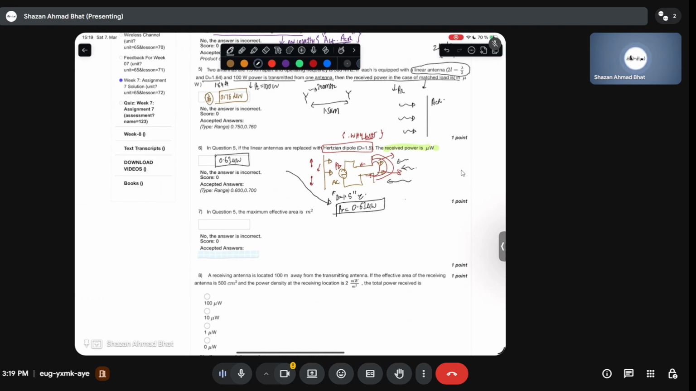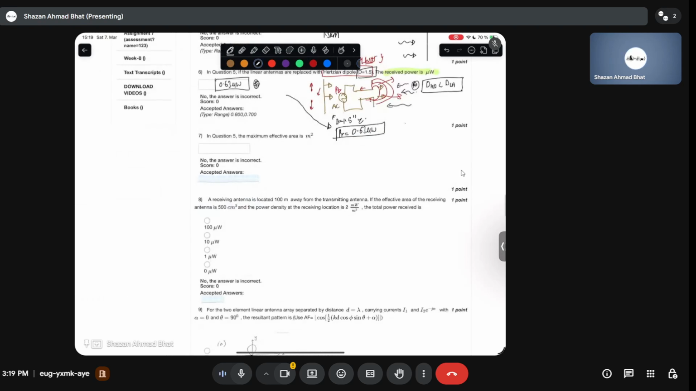It also depends upon the directivity. The directivity factor is lower here. The directivity factor for the Hertzian dipole is less than that of the linear antenna, so it also depends on that. If the directivity is going to fall, then your received power is going to be lower. So that's why you see a minute decrease in the received power.